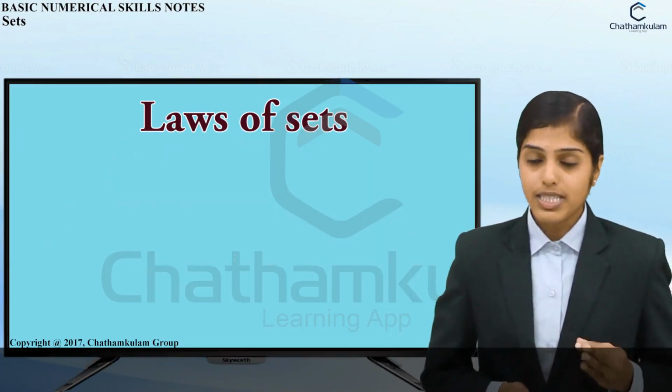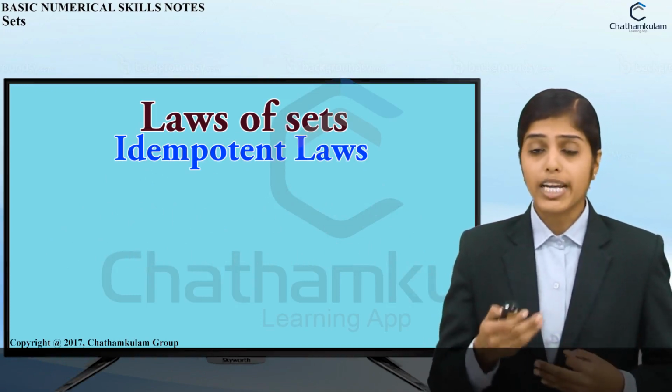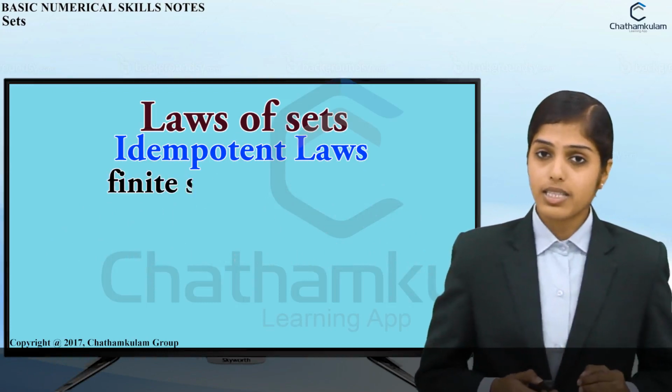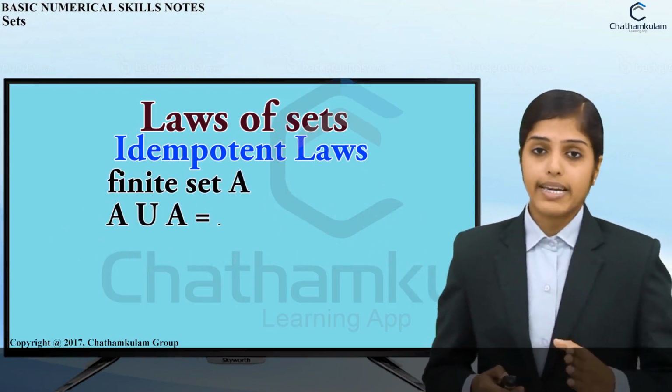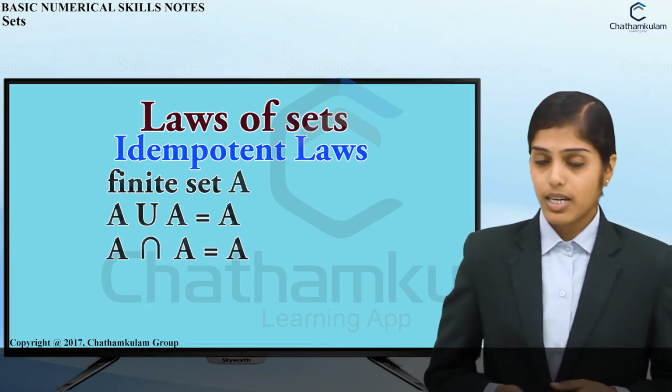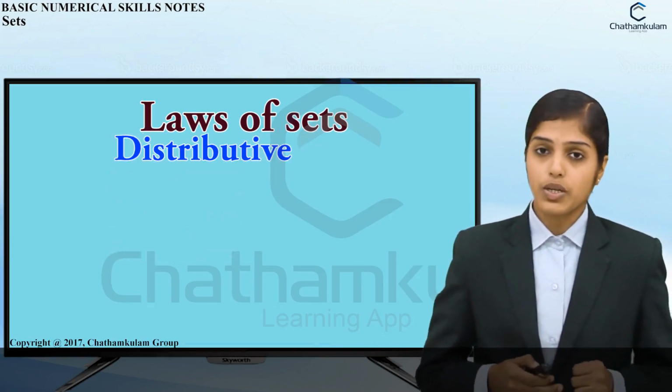The third law is the idempotent law. So what is the idempotent law? It states that for any finite set A, A union A is A, and A intersection A is also A. The fourth one is the distributive law.